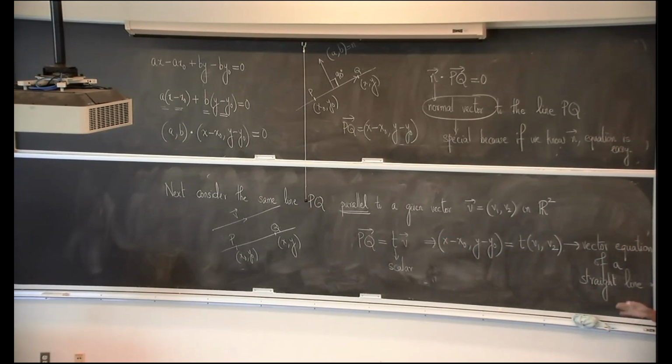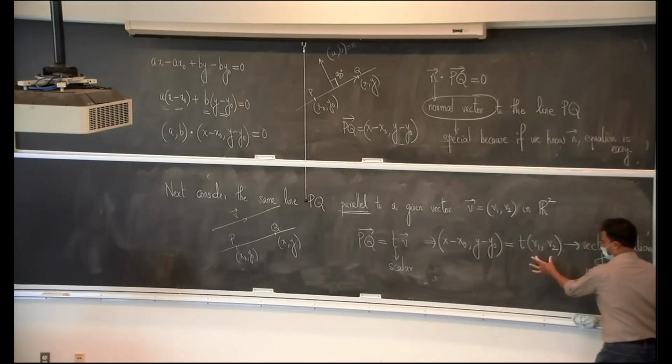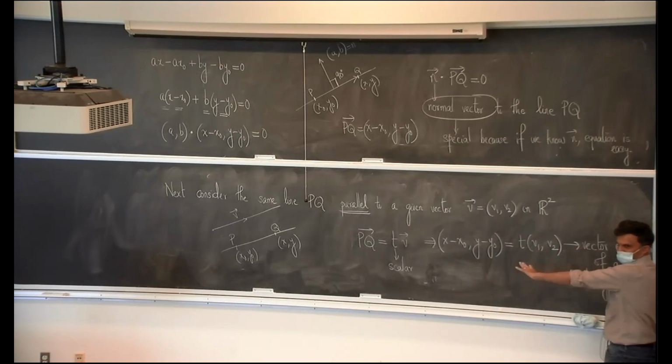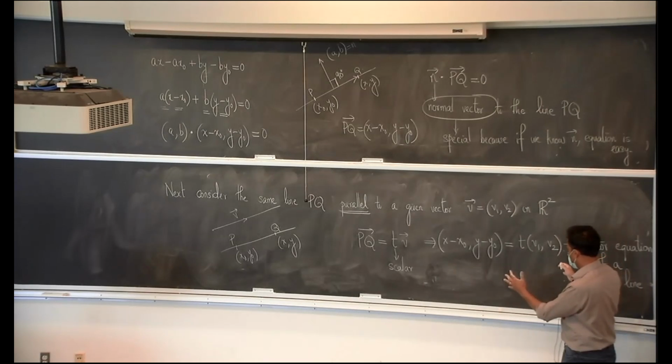So the vector equation of a straight line tells you the equation of a straight line in terms of two vectors. Okay, one vector is here, vector PQ, the other vector is here, vector V. Okay, nothing else. The problem with this form is that you go one step further, you get a different equation.